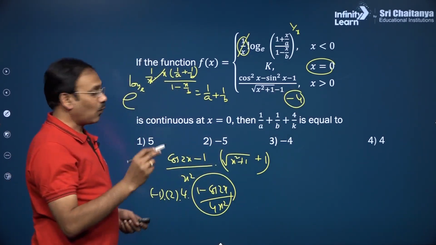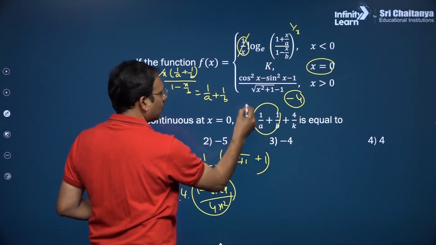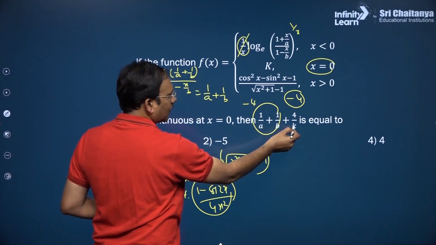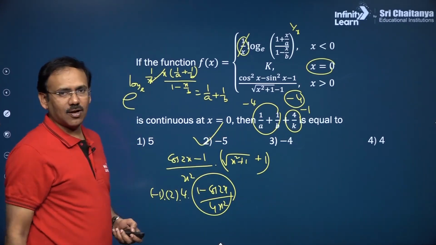So, my dear friends, 1 by a plus 1 by b value is the same as k, which is the same as minus 4. This is minus 4, when k is minus 4, this is minus 1, altogether minus 5 is the answer.